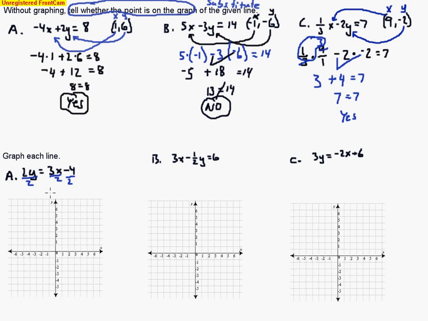I can rewrite this as y equals 3/2 x minus 2. And from there, we can graph this because we've got our y-intercept. Our y-intercept is down 2 spaces. So we go down 2 spaces and put a dot there. And then we use the slope.